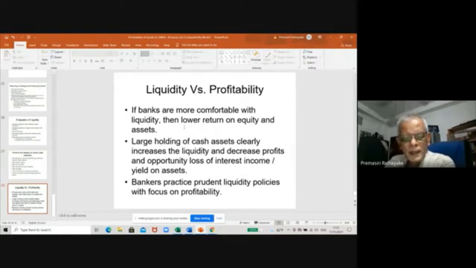Liquidity versus profitability. If banks and finance companies are more comfortable with liquidity, then lower return on equity and assets is possible. As we discussed before, liquidity and profitability are opposing forces. So the treasury experts have to strike a balance, ensuring sustainability of the organization through adequate liquidity while profitability must be created.